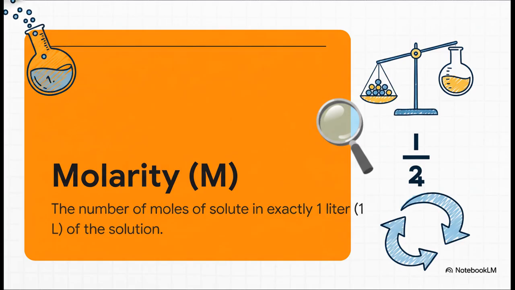Now, since counting individual molecules would be impossible, chemists use a handy unit called a mole. You can think of a mole like a chemist's dozen. It's just a way of grouping a gigantic number of particles. So molarity is simply the number of moles of a solute packed into 1 liter of solution. Moles per liter, that's the key.